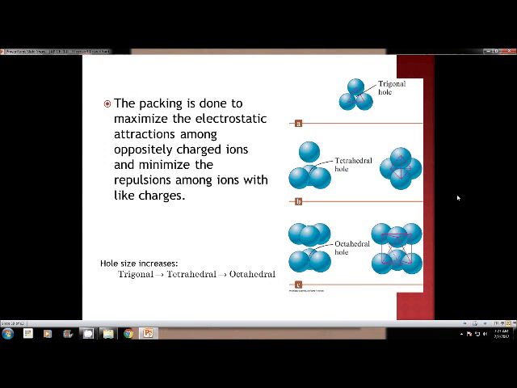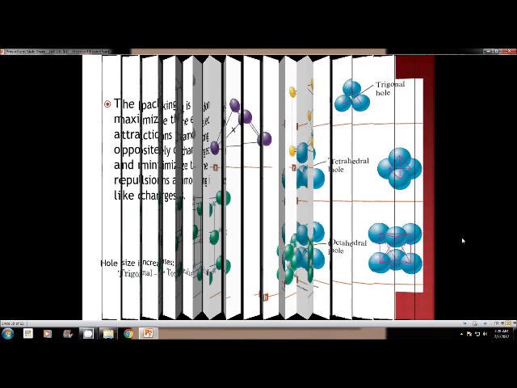So, the packing is done to maximize the electrostatic attractions among the oppositely charged ions, and then minimize the repulsions with like charges. This is showing you that as you go down, the hole size increases versus trigonal, tetrahedral, and octahedral. And so that allows for a bigger cation to fit in that space.